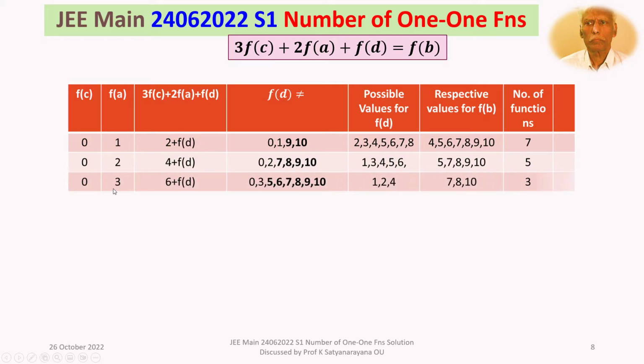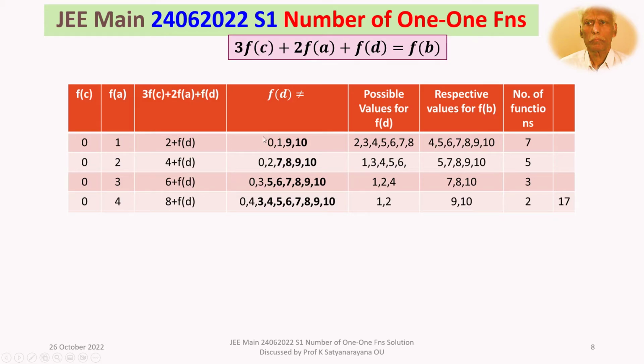And in the case 0 to 3, this value is 6 plus f of d, and f of d cannot take 0 to 3, and f of d cannot take 5, 6. If f of d takes 5, then it exceeds 10. So 5 to 10 it cannot take. The remaining values are 1 to 4, and the number of functions is 3. The corresponding values are here. So now f of a is 4. These are the 4 subcases which you have to consider.